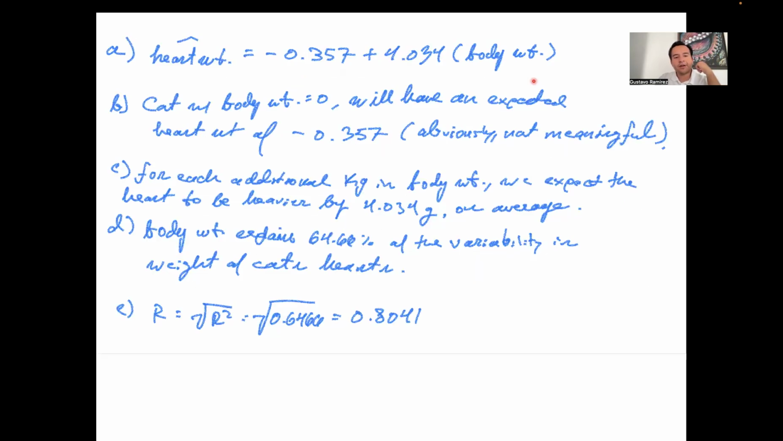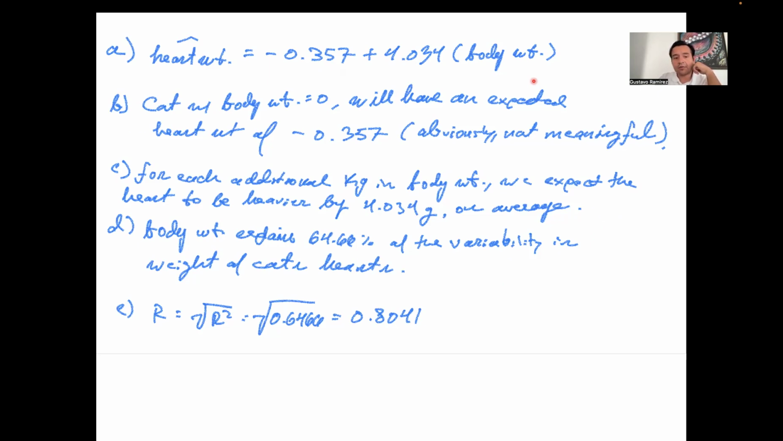D, interpret R square. Body weight explains 64.66% of the variability in weight of a cat's heart. So again, that's a relatively good predictor, right? There might be other things that can explain the heart weight.